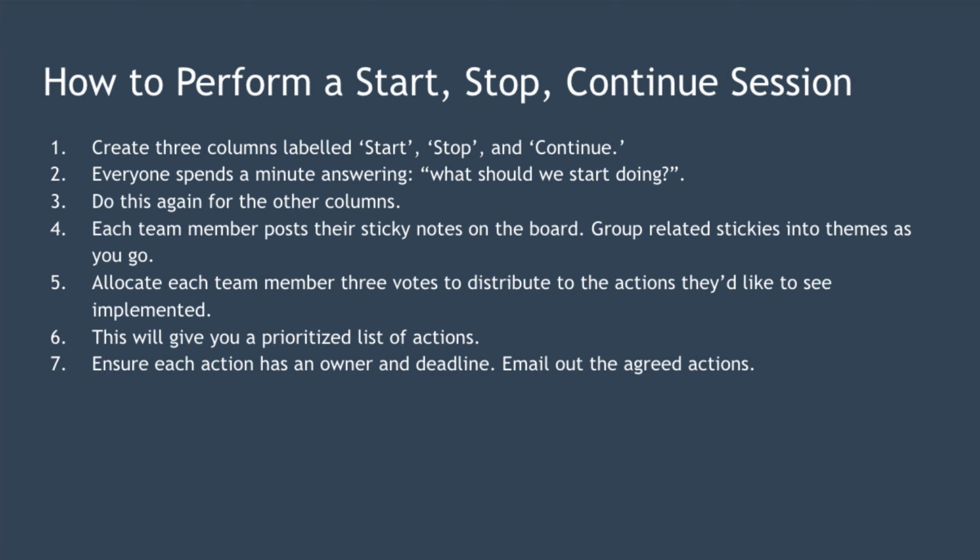Four, ask each team member in turn to post their sticky notes on the three columns, now explaining each one as they do so. Group related stickies into themes as you go and discard any that aren't in scope. It can be helpful if you as the facilitator go first to model how this should be done to your team. Five, allocate each team member three votes to distribute to the actions they'd like to see implemented.